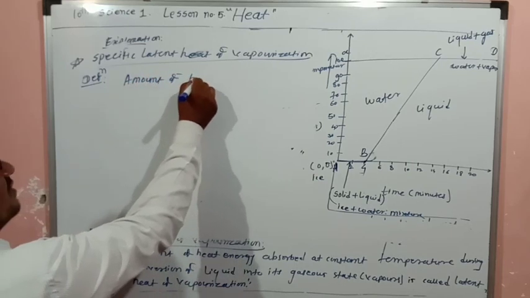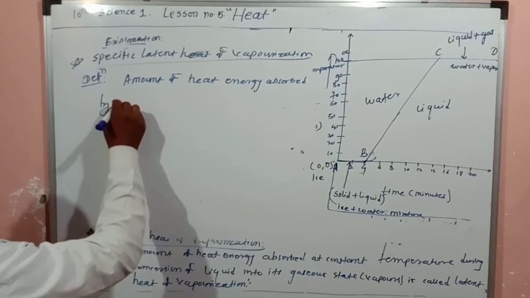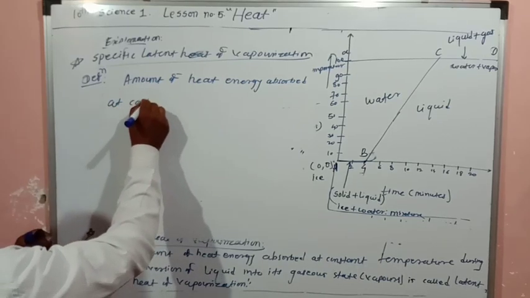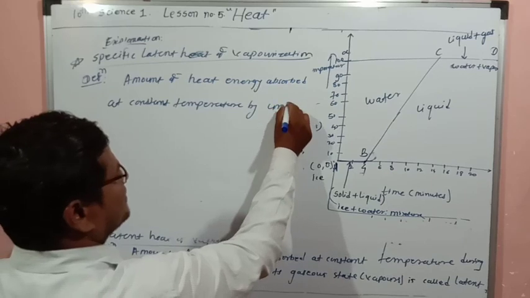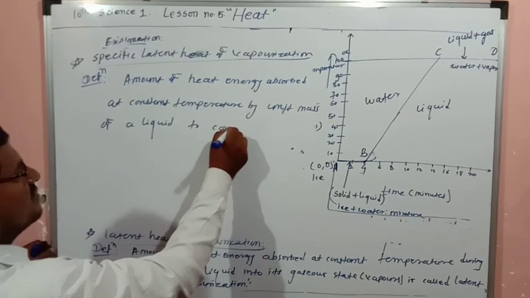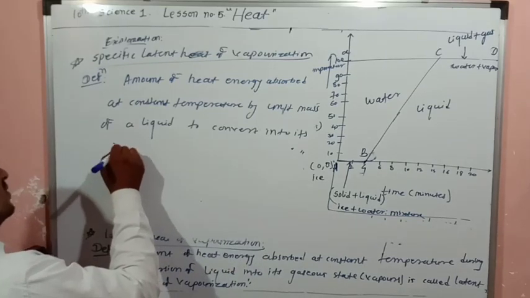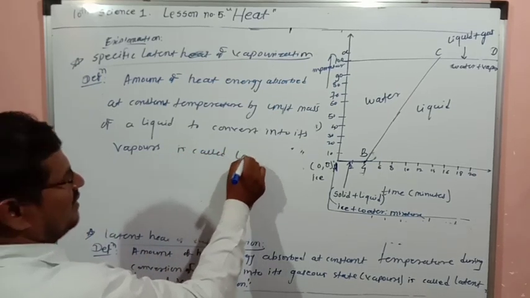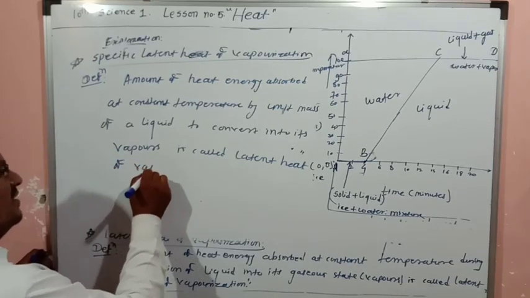The amount of heat energy absorbed at constant temperature by unit mass of a liquid to convert into its vapors is called specific latent heat of vaporization.